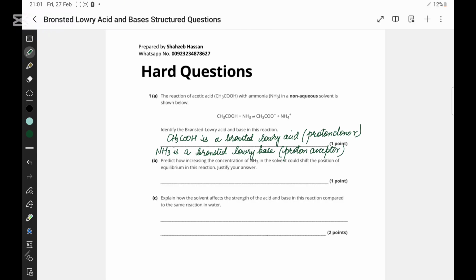Predict how increasing the concentration of ammonia in the solvent could shift the position of equilibrium in this reaction. So if ammonia is increased, the equilibrium shifts in the forward direction. So we can write that it shifts the equilibrium towards the product, which is CH3COO minus and ammonium ion, in the forward direction.